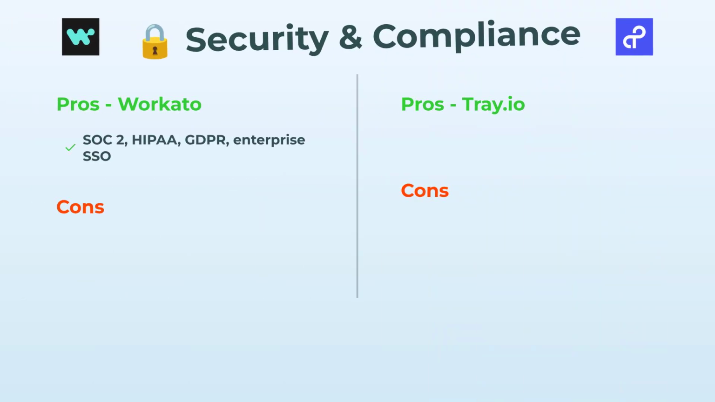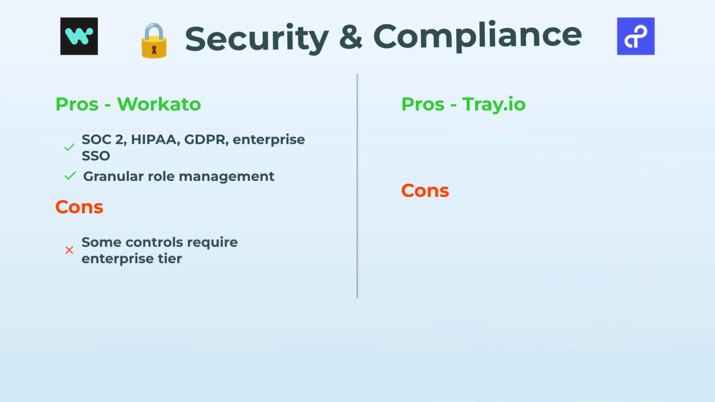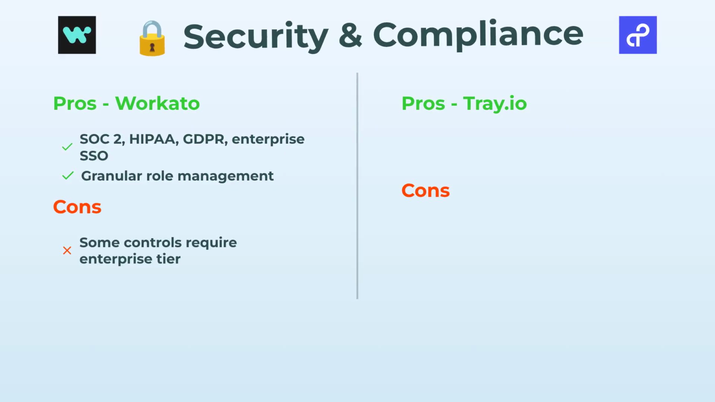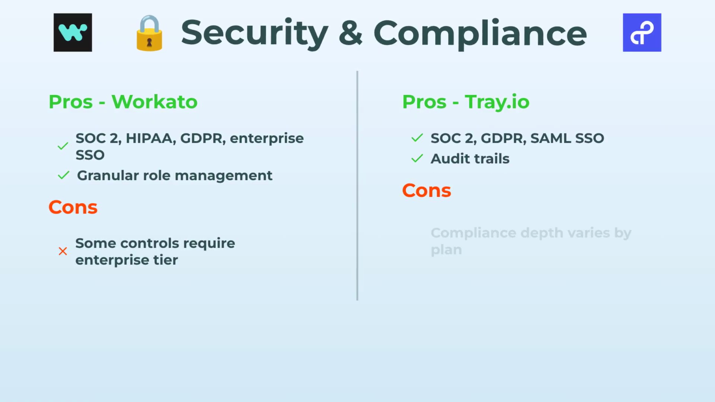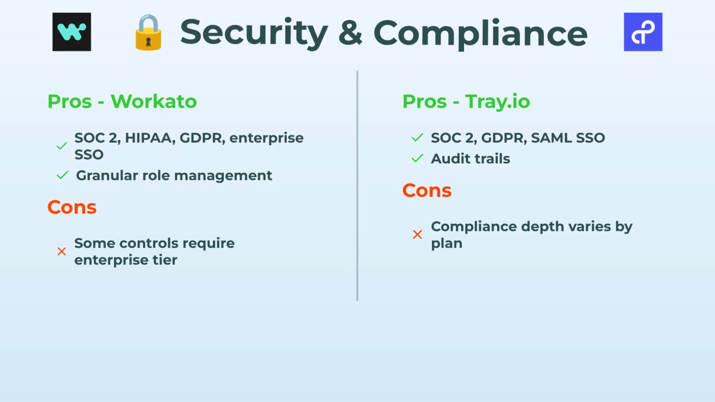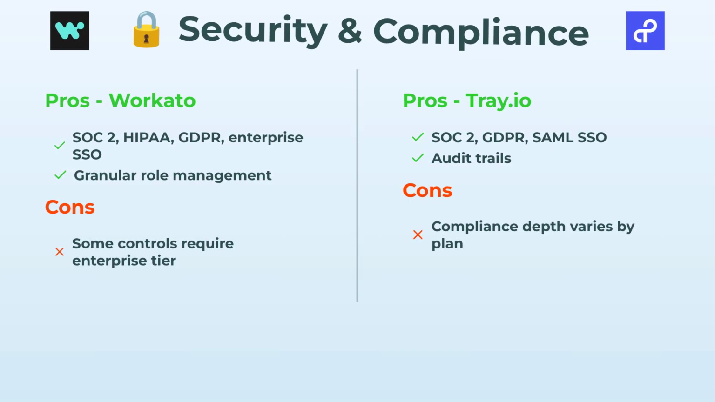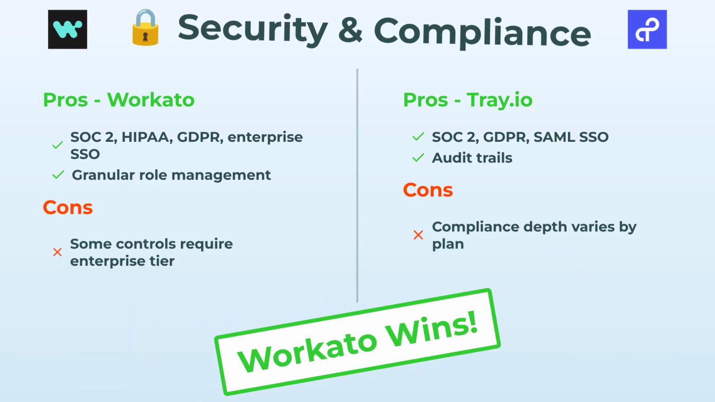On to security and compliance. And yeah, if you're running anything serious, you want to pay attention. Workato checks off just about every box: SOC 2, HIPAA, GDPR, Enterprise SSO, these extremely detailed role controls. Some of that does come at a higher tier, so heads up. Tray.io is holding its own with SOC 2, GDPR, SAML SSO, audit trails. However, not everything goes as deep depending on your plan. So Workato takes this one for being, well, just a little more buttoned up.